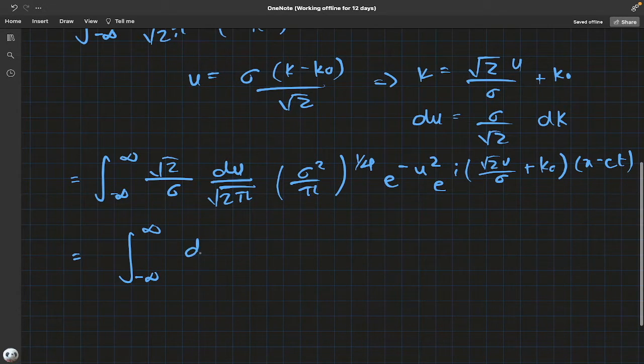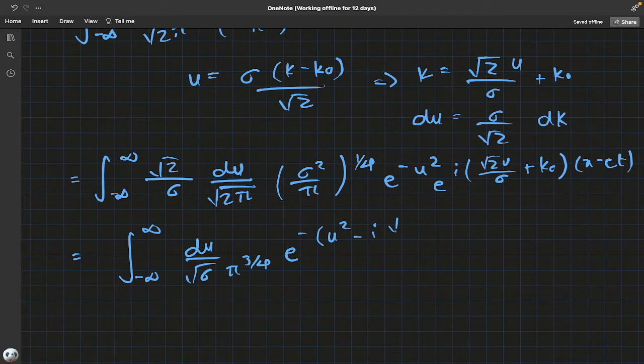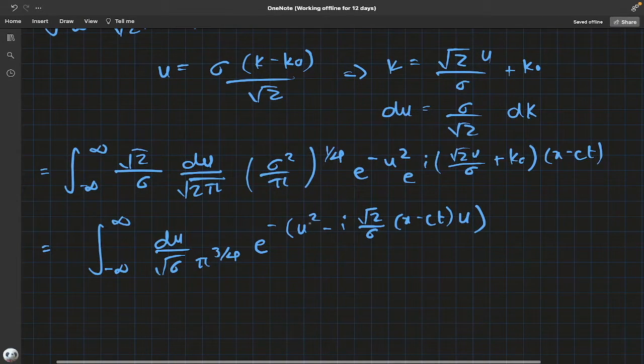Now the best way to solve a complicated integral like this is to complete the square. Notice I'm grouping the factor of pi. E to the negative u squared minus i, dividing by 2, square root 2 over sigma, x minus ct, times u. But wait, never mind, I'll do it step by step.